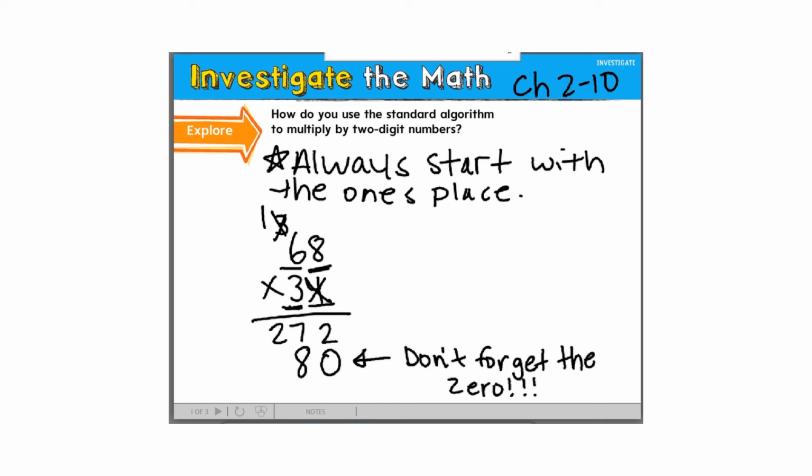Now do you see why it was important that we X that 3 out up there? Yes. Because if I left that 3 up there, I would be confused and maybe I would think it was a 13, which it's not. 3 times 8 is 24. Thank you, Anthony. 3 times 8 is 24.